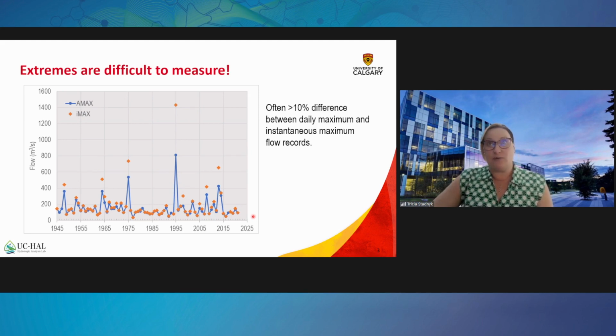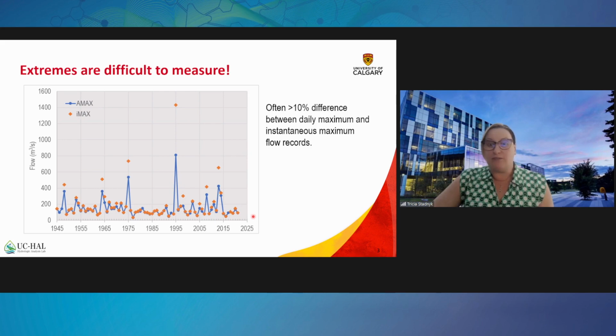There's often greater than 10% difference between the IMAX and AMAX observations of extreme flows. And typically speaking, the IMAX is always greater than the AMAX. Normally, what we calibrate our models to is the annual time series of flows, or the AMAX series.